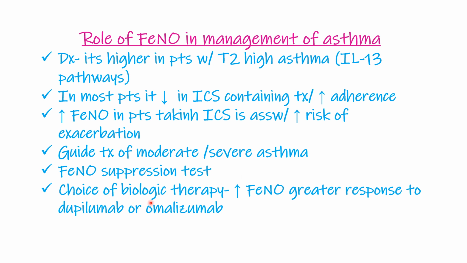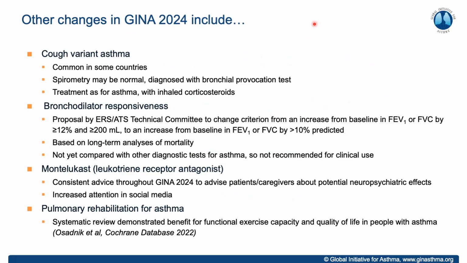So the choice of biologic therapy. Increased fractional exhaled nitric oxide has a greater response to dupilumab and omalizumab. So next is other changes that have been made by the GINA guidelines 2024. So this is cough variant asthma. This is one of the phenotypes in asthma.